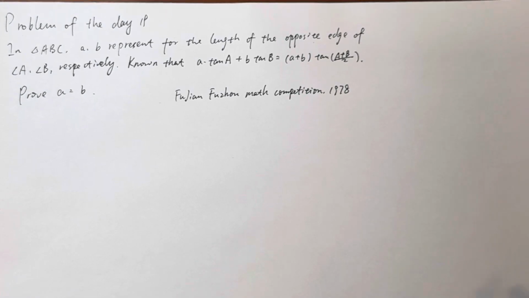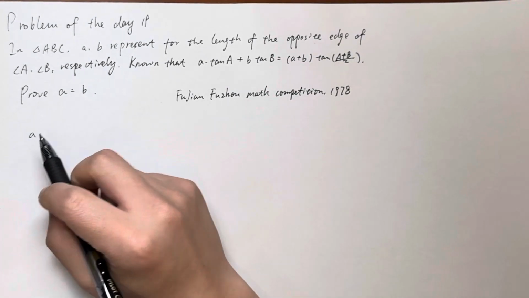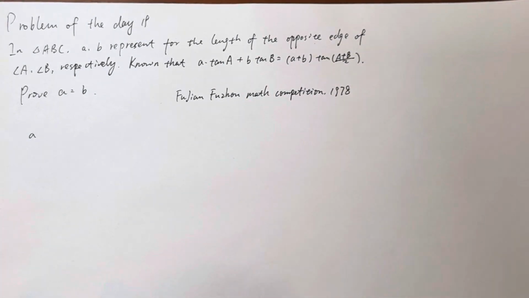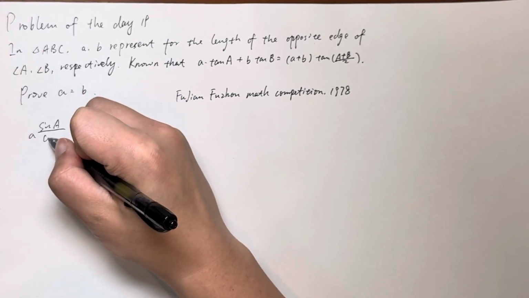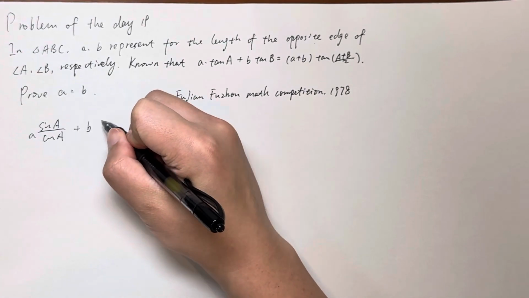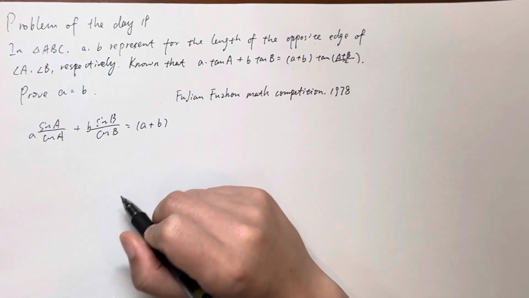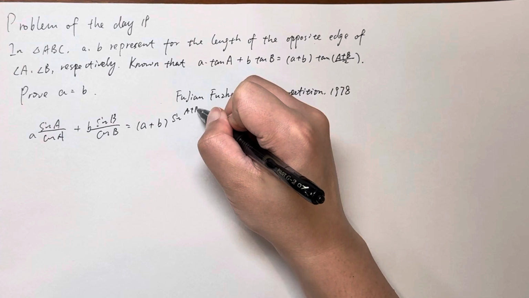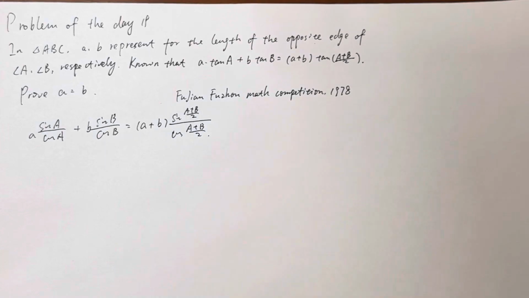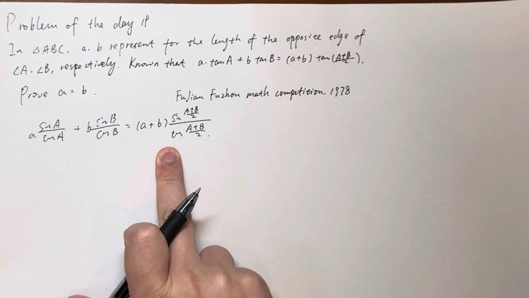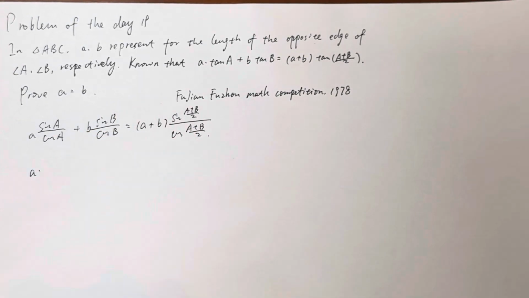So for this problem, there's not much technique to do. We just need to calculate for this equation here. The a tan A can be rewritten as a sin A over cos A, plus b sin B over cos B, equals (a plus b) sin of (A plus B)/2 over cos of (A plus B)/2, right? And we can just move the right side of the equation to the left side.